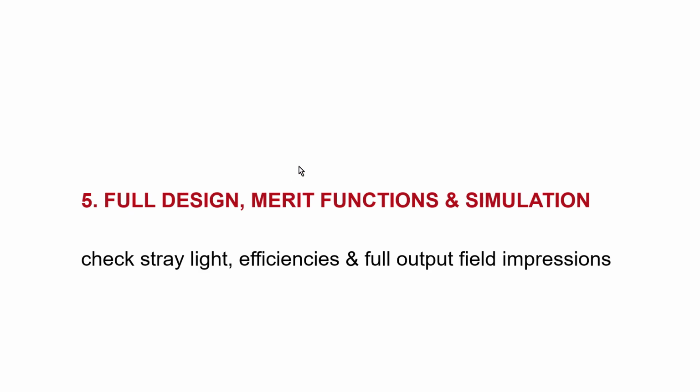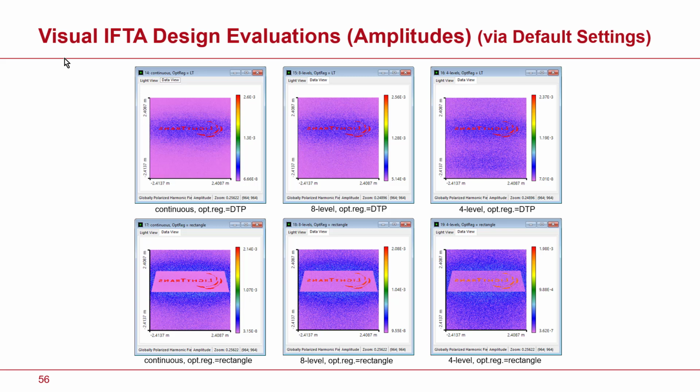So let's do the full design, check the merit functions and simulations. Again, with the IFTA, I did the designs. And here I show you the 6 IFTA results for different settings or different design types. First, the first column represents continuous designs. The upper row always shows designs where I optimize just the light pattern. And below, I tell the optimization algorithm that I'd like to have a rectangular area around my logo, which is the so-called optimization region.